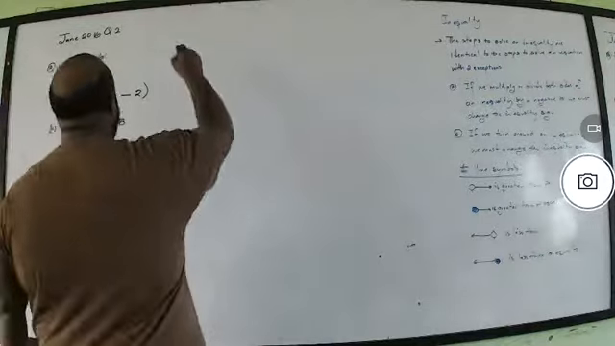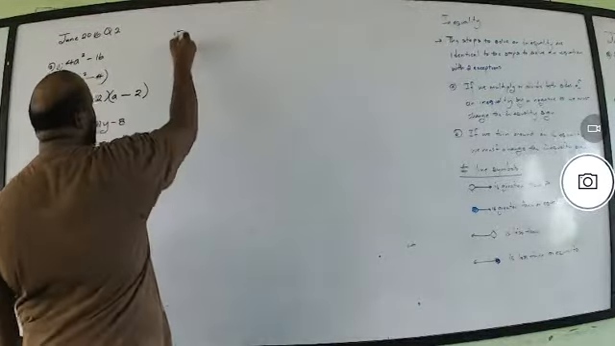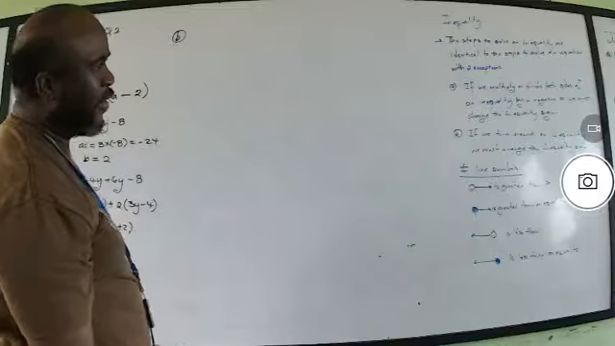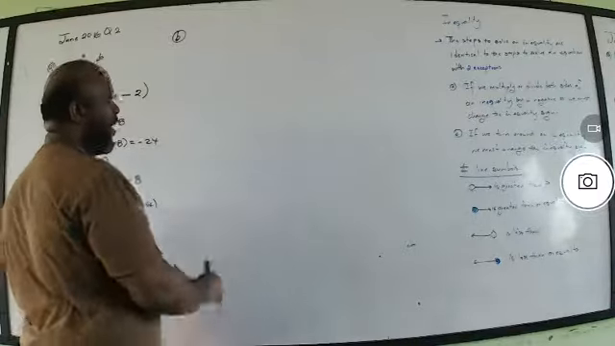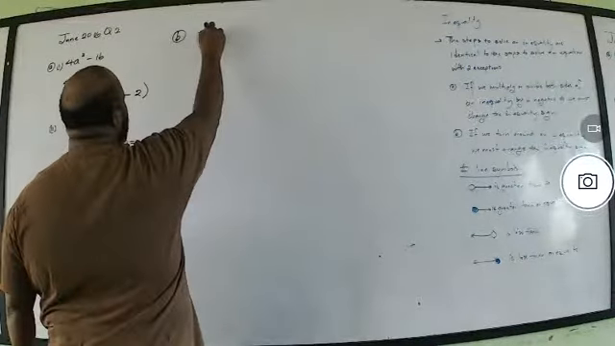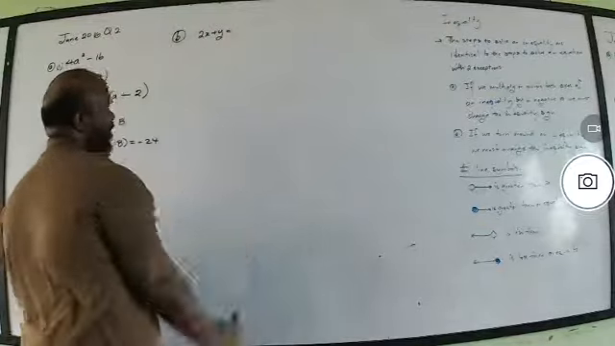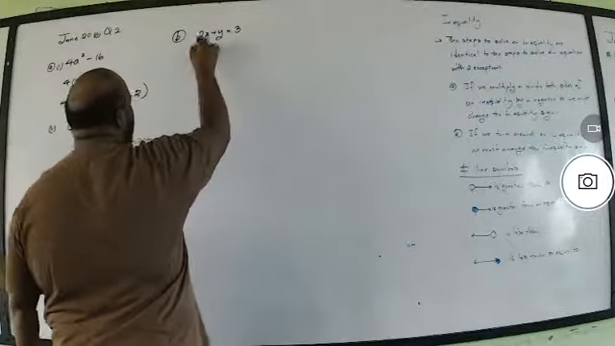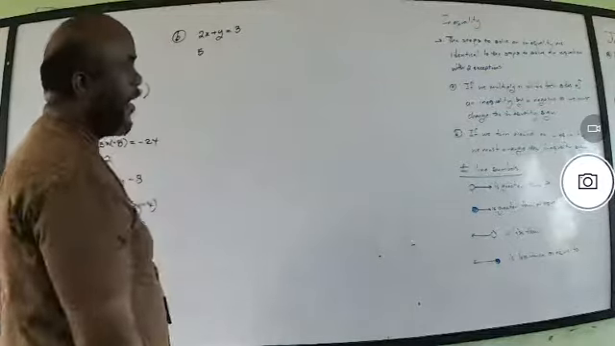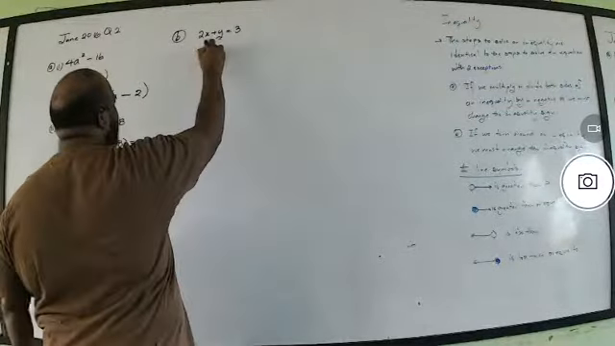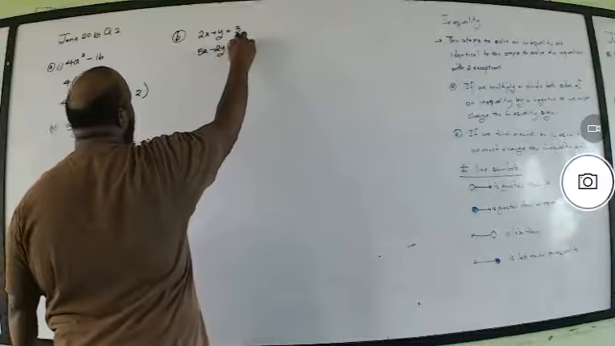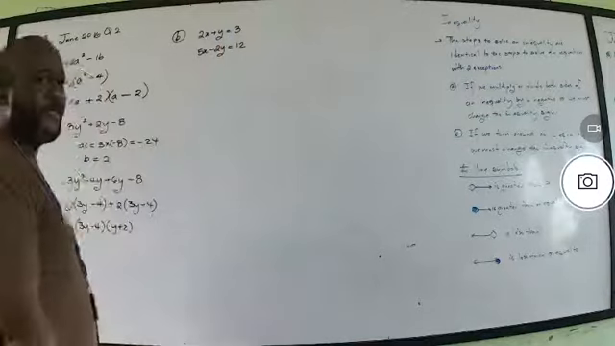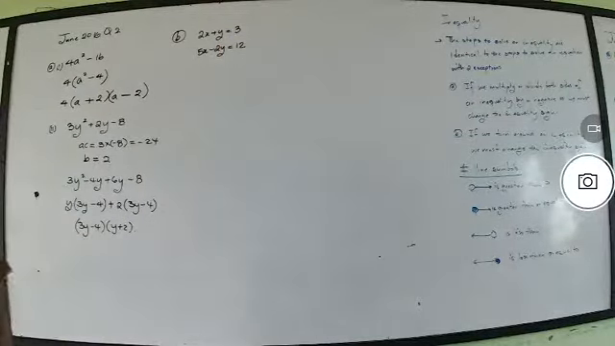Part b. B is simultaneous equation. We have what? 2x plus y is equal to 3, and 5x minus 2y is equal to 12. All right. Simultaneous equation using the method of elimination.